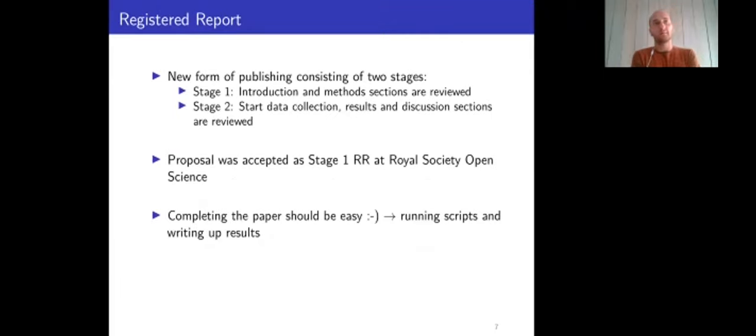We set up the study as a registered report. And this is also the reason why it took a bit longer to start with the data collection, because we first had to pass this first stage of the registered report, the stage where the introduction and method section are reviewed. So this was done, and we got reviews from six different reviewers. And in the end, the proposal was accepted as a stage one registered report at the Royal Society for Open Science.